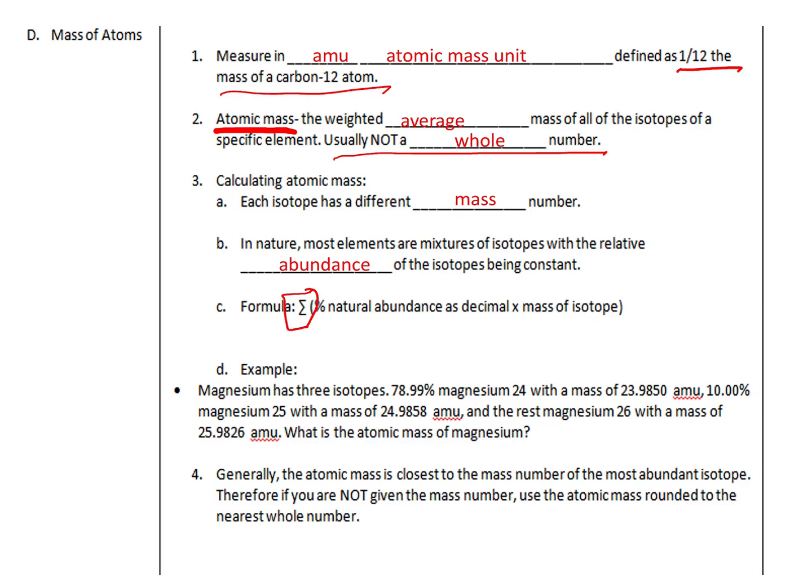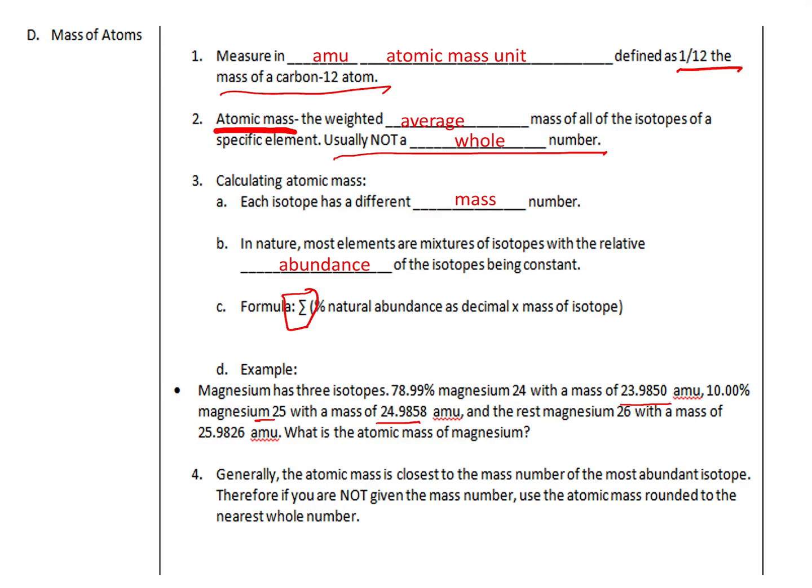It says that magnesium has 3 isotopes: 78.99% magnesium 24, and magnesium 24, they're pretty specific, has this mass, 23.9850. 10% is magnesium 25, and it has a mass of this. And the rest, well, what's the rest? If you grab your calculator, and I'll get mine, let's figure out what the rest is. Well, we have to end up with 100% minus the 78.99% minus the 10%. So we have 11% left, if I did that right, 11.01%.